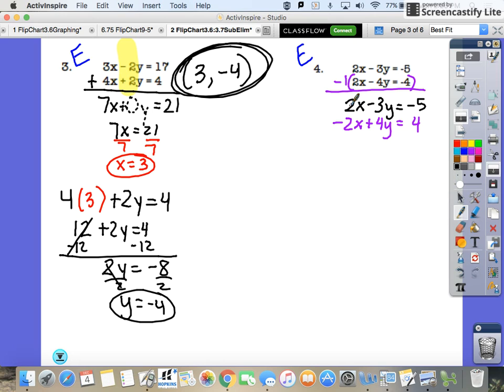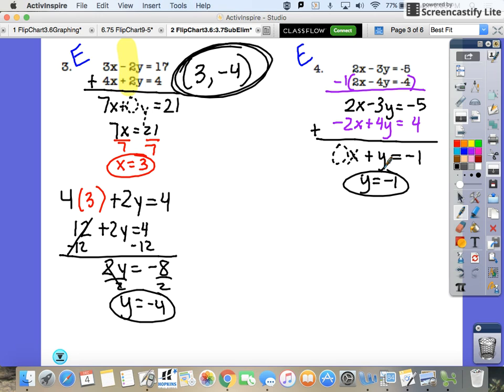Now, this is positive, this is negative, the x's will chunga chunga if we add them up. 2x plus -2x is 0x. -3y plus 4y is plus a y. Equals -5 plus 4 is -1. So what we know is y equals -1.